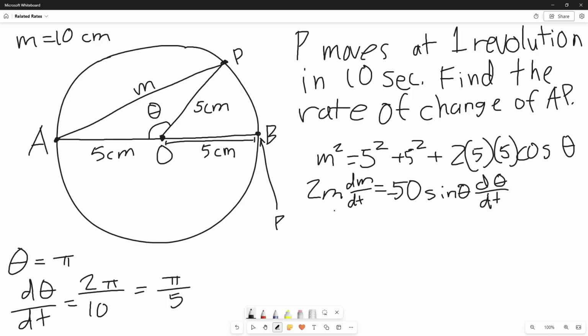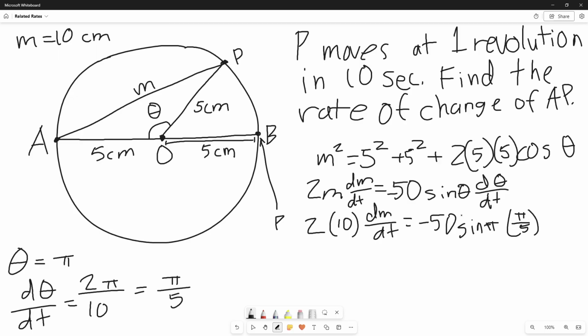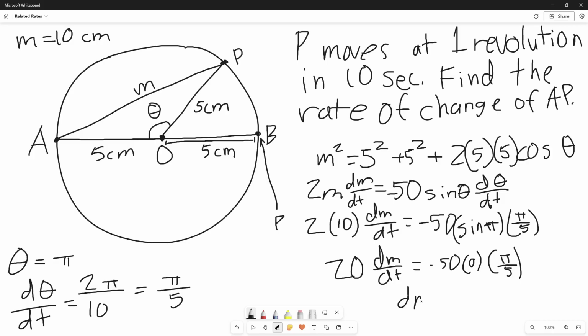And now we have everything, so let's plug it back in. 2 times 10 dm over dt is equal to negative 50 sine pi times pi over 5. And we get 20 dm over dt is equal to negative 50 times 0 times pi over 5, which means the right side is all 0, and dm over dt, the rate of change of AP, has to be 0 centimeters per second. And that's our final answer.